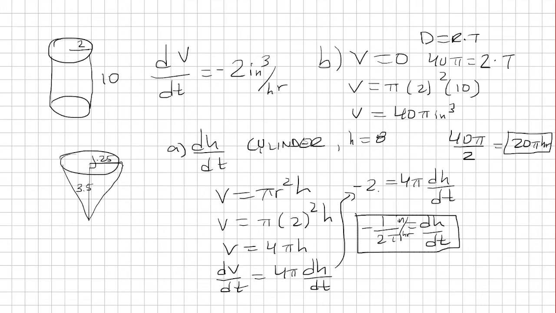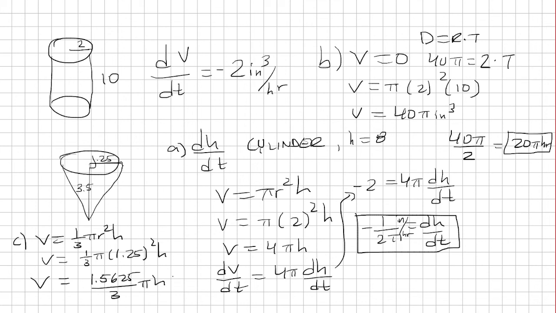Now part C, at what rate is the depth of the syrup in the conical cup rising when the syrup in the cup is 1 inch deep? Okay, so for the conical cup, we know the volume is 1/3 pi r squared h. The only thing that's changing is the height. The radius is the same. So we're going to say the radius is 1.25. And I'm going to square that. So it'll be 1.5625 over 3 pi h.